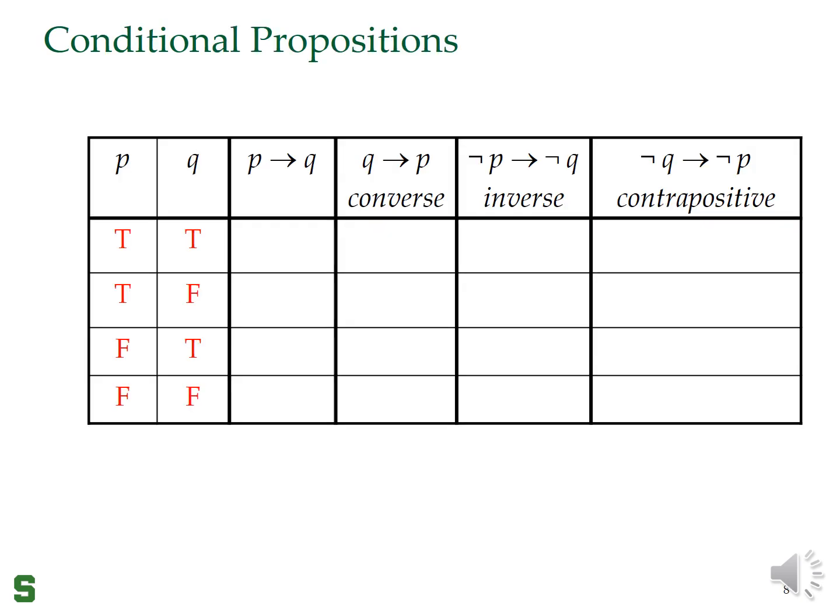So let's try to see if we can fill this truth table to see which of these statements are equivalent, or maybe they're not equivalent. So we have two inputs here, P and Q. So we're going to fill the truth table for P implies Q, the converse, inverse, and the contrapositive.